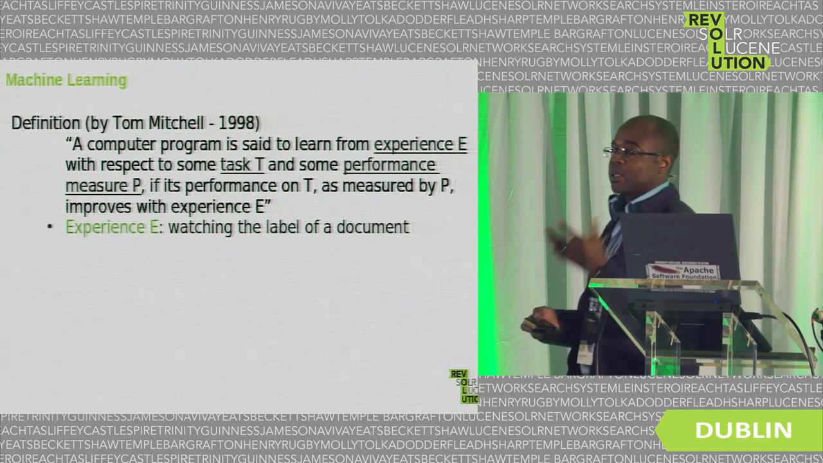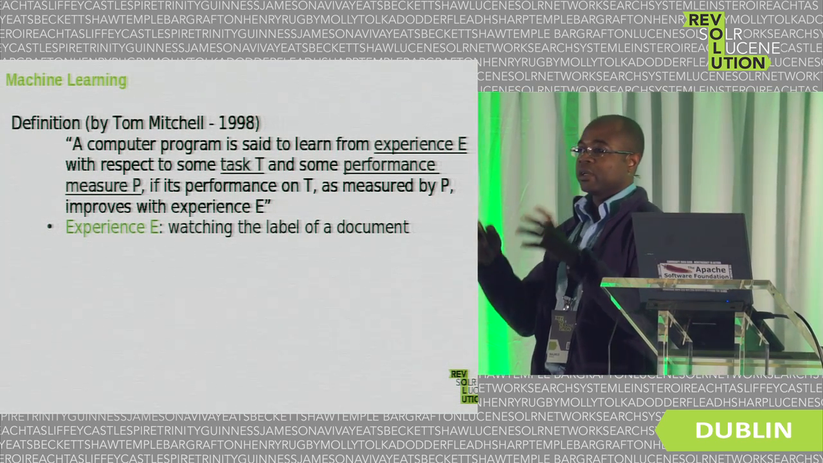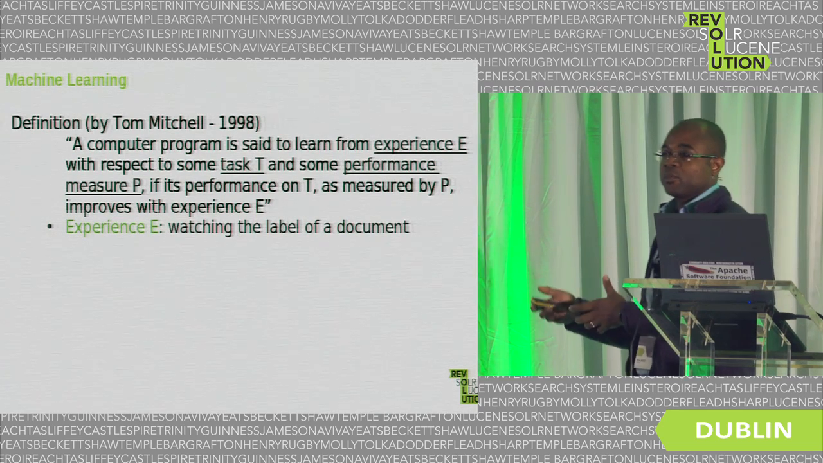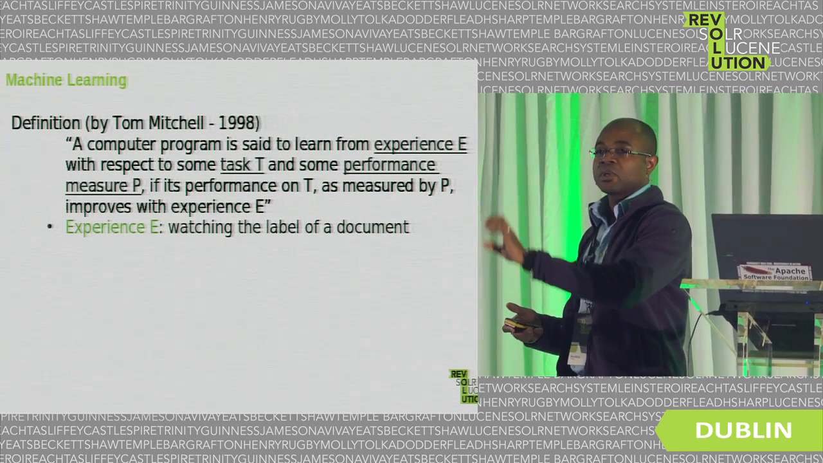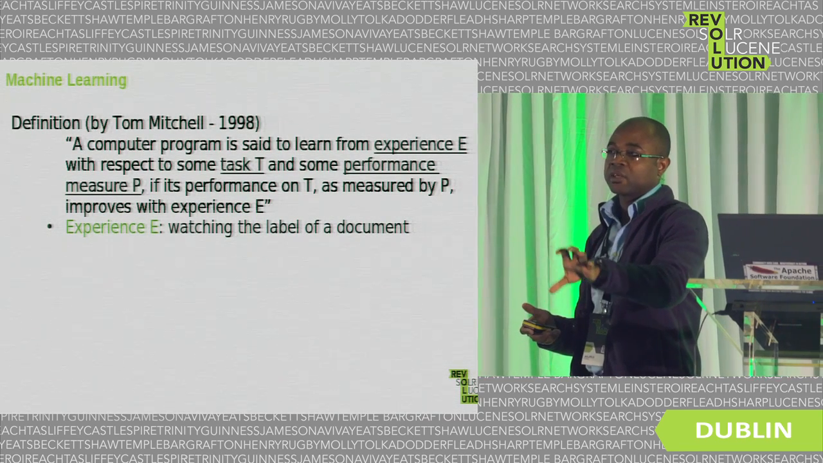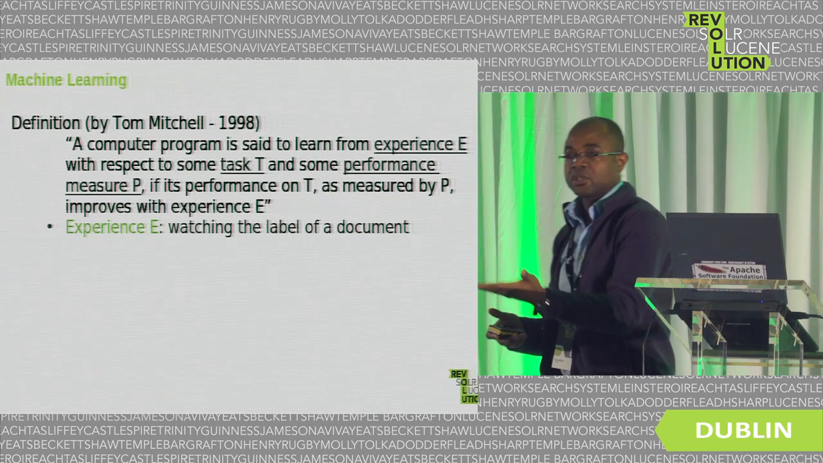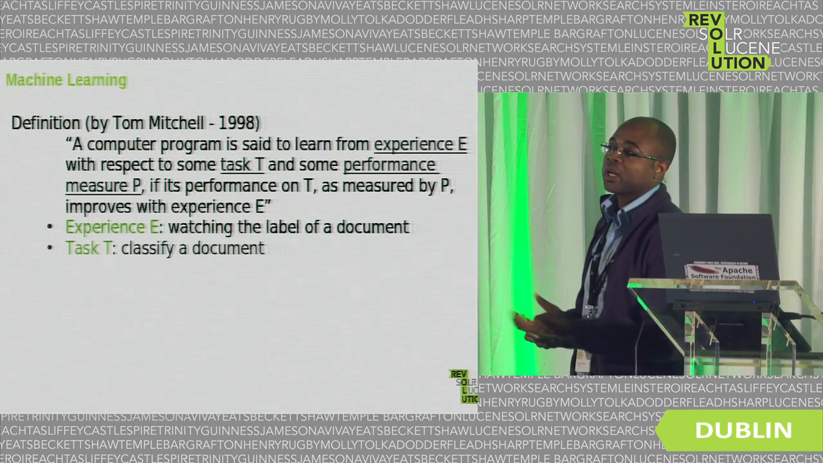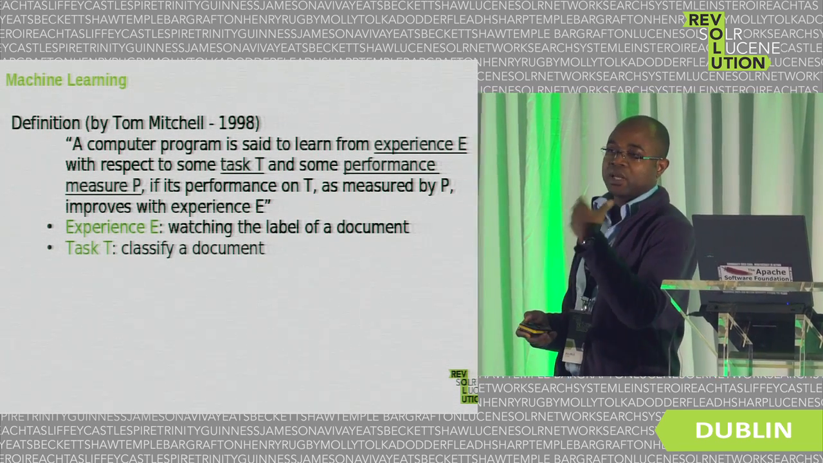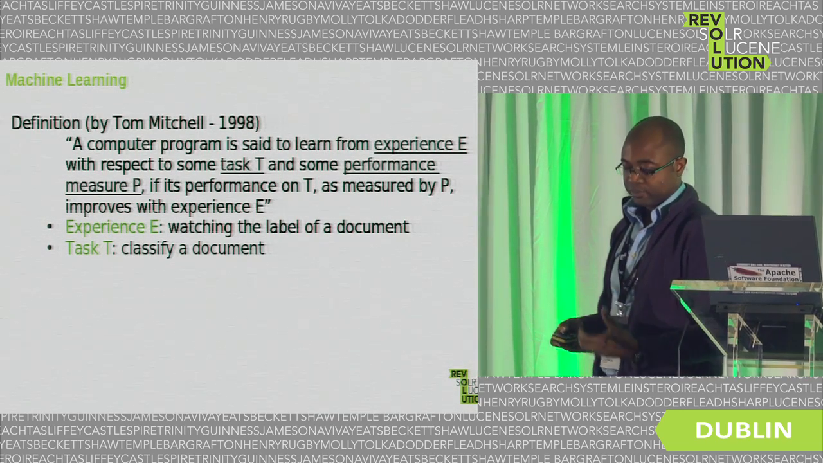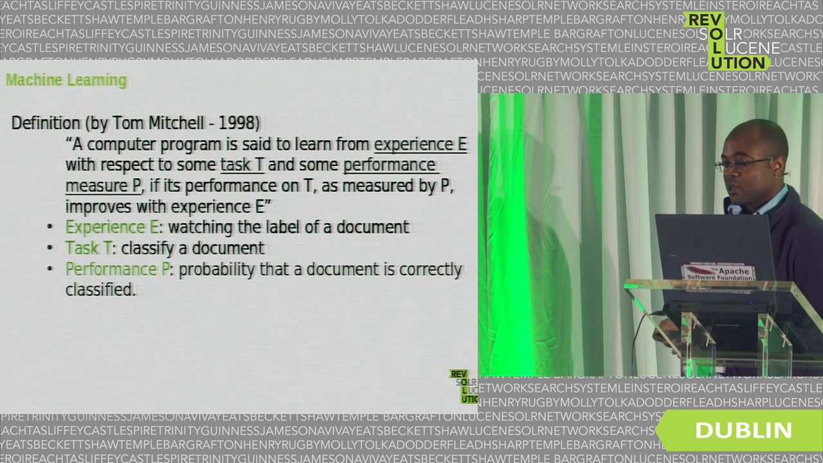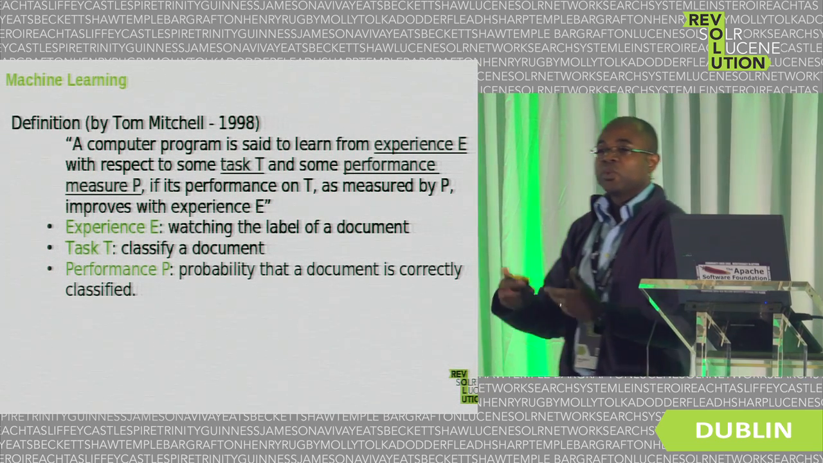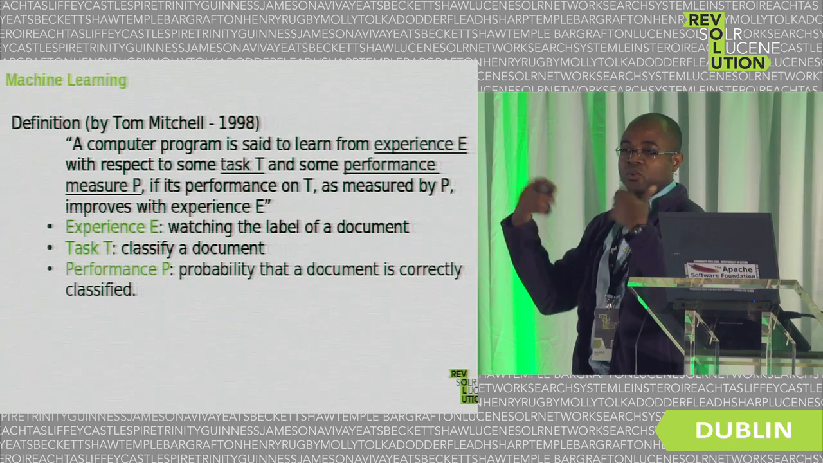When you are writing a machine learning application, you have to define what your experience is. For our case here, it's watching the label of a document. We'll show a document to the algorithm and say, okay, look, this is a Java job, because Java is a category we want to have at the end. It just learns from that. The task will be to classify a document: we will send a document and ask, which class is this document from? And the performance measure is the probability that a document is correctly classified. When we send documents, we expect that probability to grow.